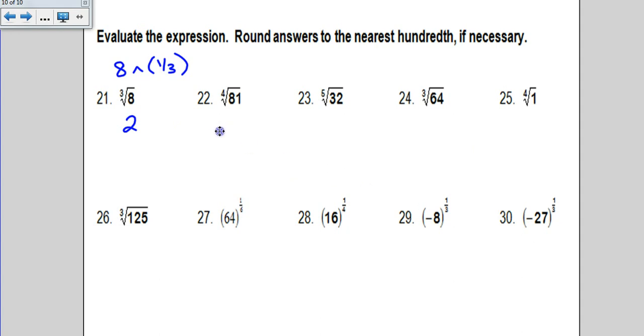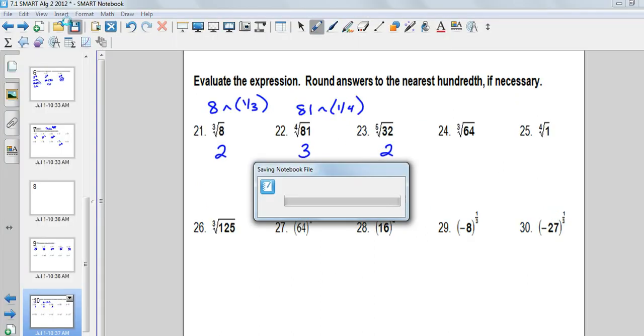So the 4th root of 81, if you type that in as 81 to the 1/4, you would get an answer of 3. 5th root of 32, you're going to get an answer of 2. Now just so you know, if you're trying to type the 5th root on your calculator, let me go ahead and pull that up for you.